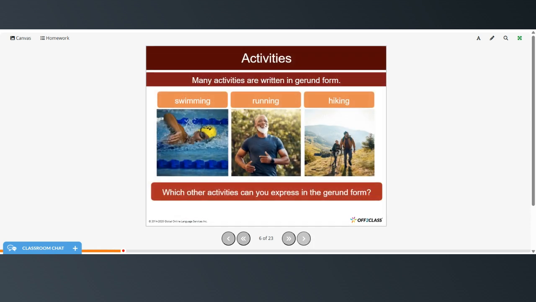So many activities are written in gerund form: swimming, running, hiking, and see if you can think of any other activities that you can express in gerund form. And if you'd like to share those in the comments, that would be great.